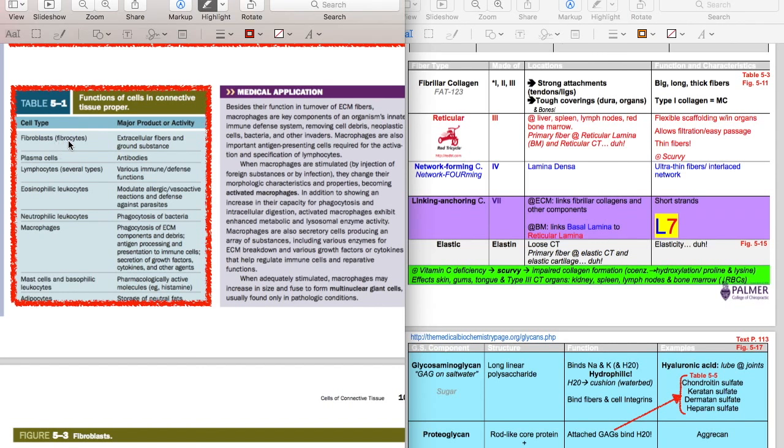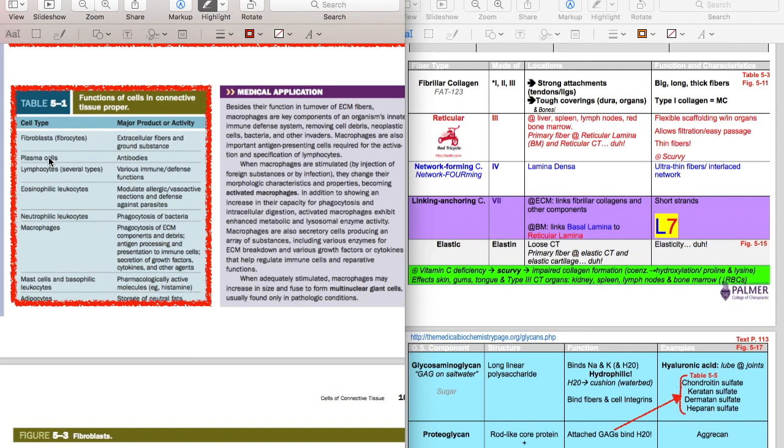You can also call them fibrocytes. The word cyte attached to any word just means cell. So when you see the word lymphocytes, it basically means lymphatic cell, okay? Fibroblasts are found in connective tissue. The major product or activity is that they make fibers. Some of them also make ground substance, which we'll talk about later on.